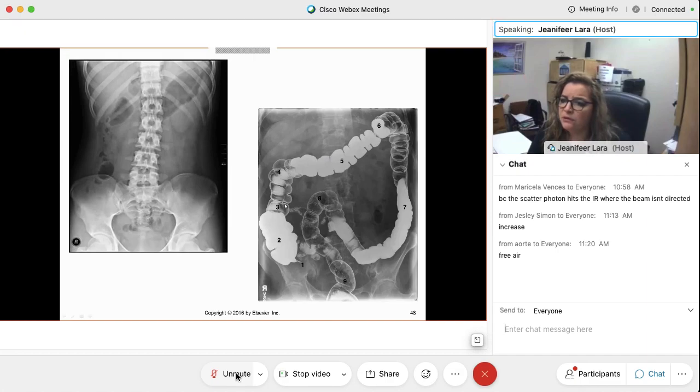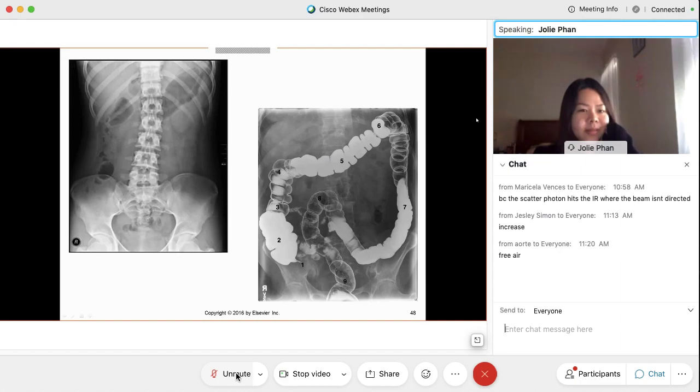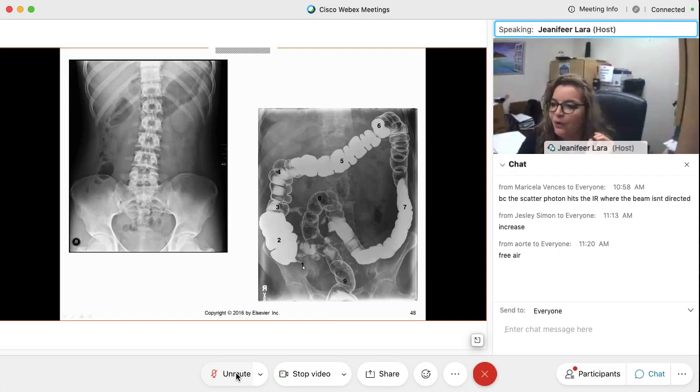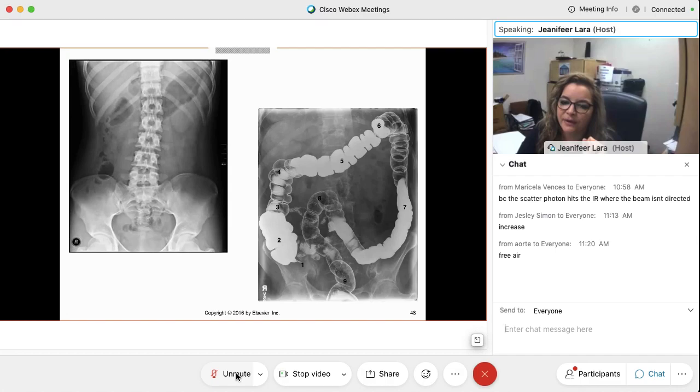So, number 2, Joey, what anatomy is that? Is it the cecum? It is the cecum, and we can even see number 1. Number 1 looks like what, Marisela? Not the bone. It's what extends off of the cecum. Is it the appendix? The appendix. Good job.